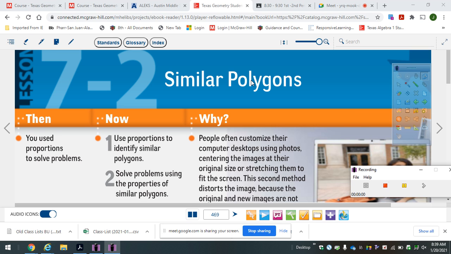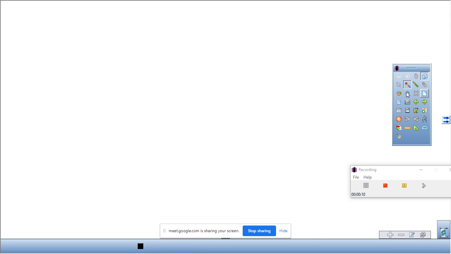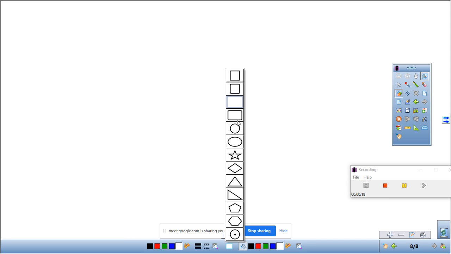Similar is where they're kind of alike, but they're not exactly alike. So congruent means they're the exact same size, same shape, same everything. Let me give you a little idea about what a similar figure is. It's really easy.